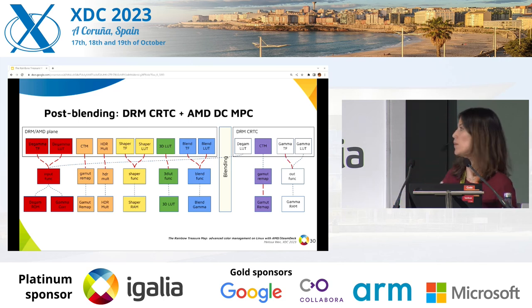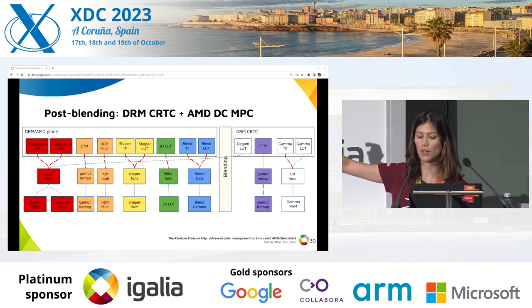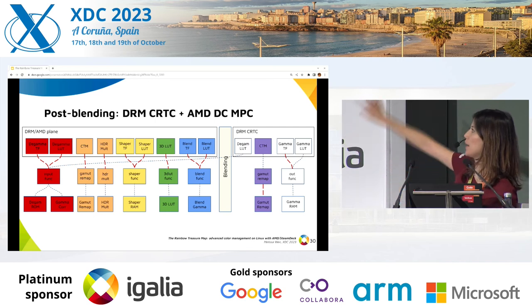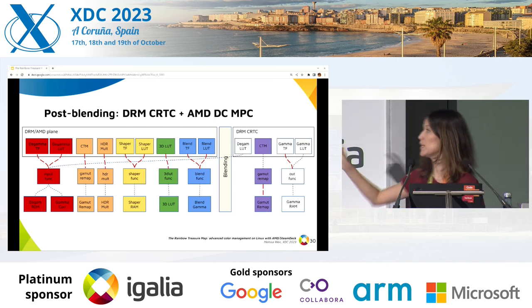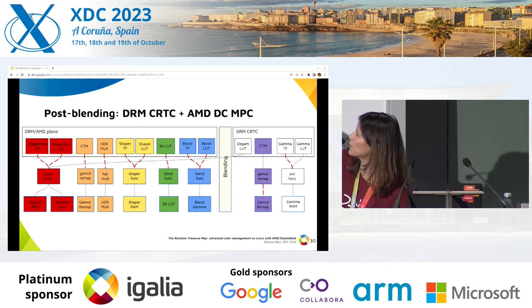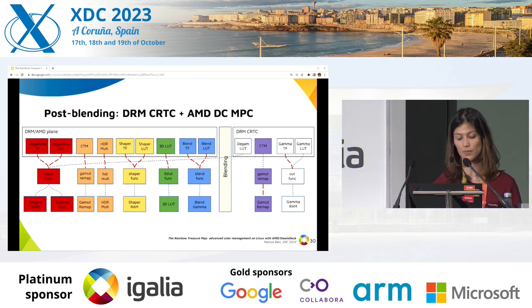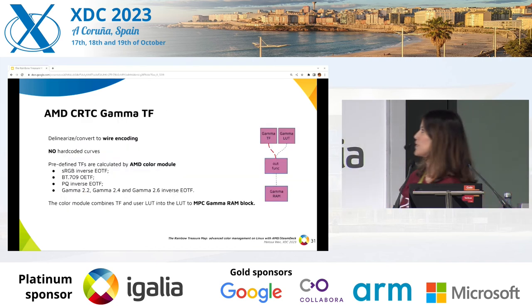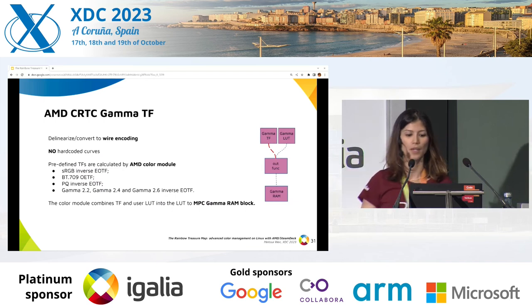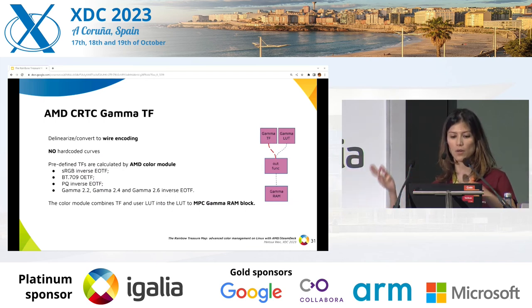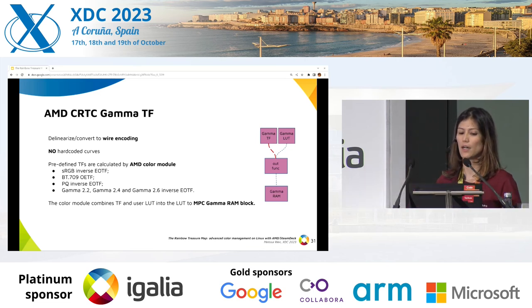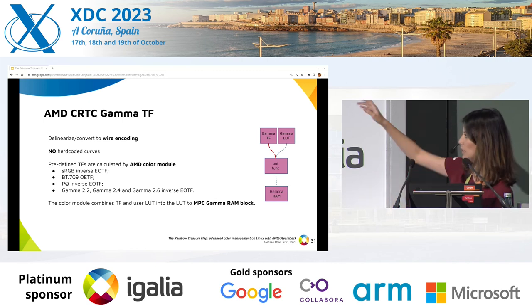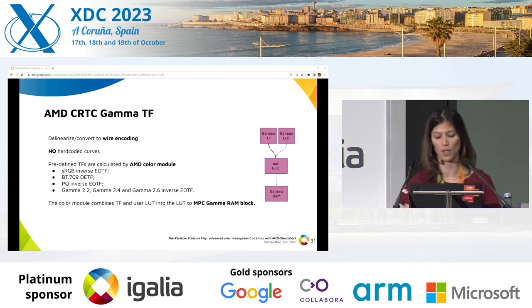We also optimized the conversion of the frame buffer to wire encoding by adding support for predefined CRTC gamma, the gamma TF, the last one you can see. It operates similar to the shaper TF, no hard-coded curve, and the TF and LUT values are combined by the AMD color module, and the resulting LUT goes to the MPC gamma RAM block.